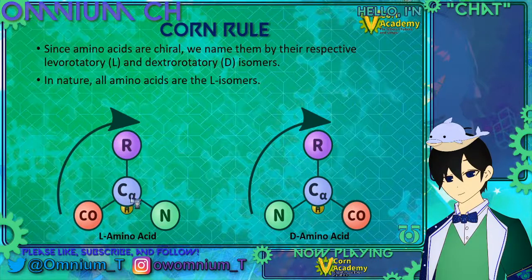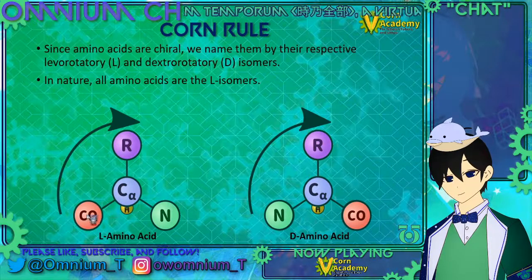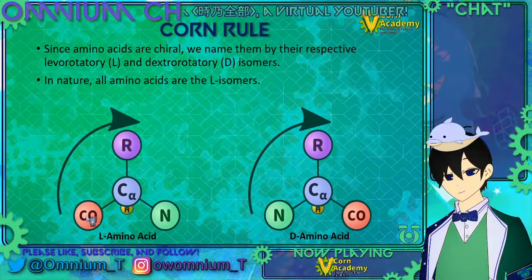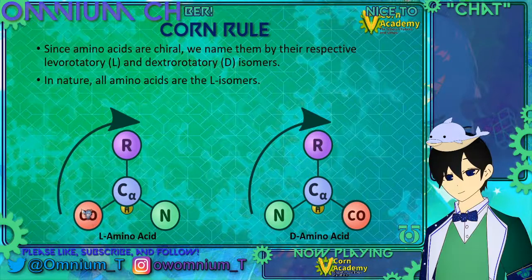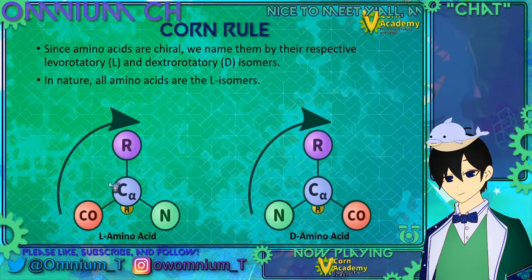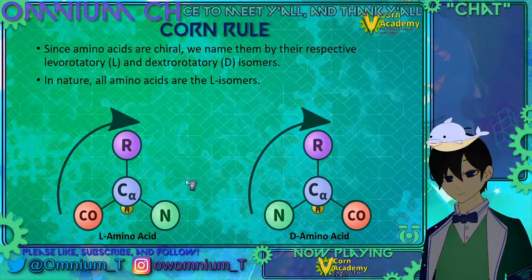Also, this is called the alpha carbon. I forgot to talk about this. It's called the alpha carbon because you have the carboxyl group over here with the O, and any carbon that's right next to it is called the alpha carbon.